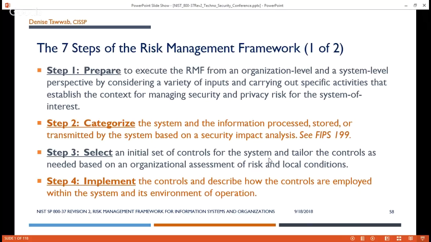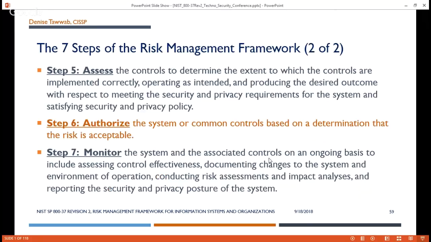Step four, you implement the controls and you describe how the controls are employed within the system and its environment of operation. This is where you're doing your system security plan, and that's Special Publication 800-18. Step five is assess. Here you assess the controls to determine the extent to which the controls are implemented correctly, operating as intended, and producing the desired outcome with respect to meeting your security and privacy requirements for the system and satisfying your security and privacy policy.